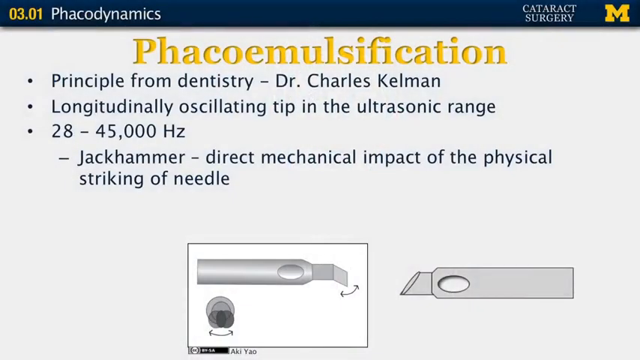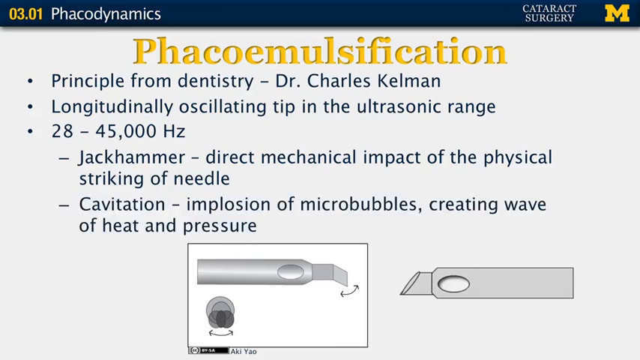Now, the actual mechanism of phacoemulsification is not entirely clear, and there are two possible mechanisms by which it works. One is what we call the jackhammer effect, which is the direct mechanical impact of the needle that physically strikes the fragment that's trying to be removed.